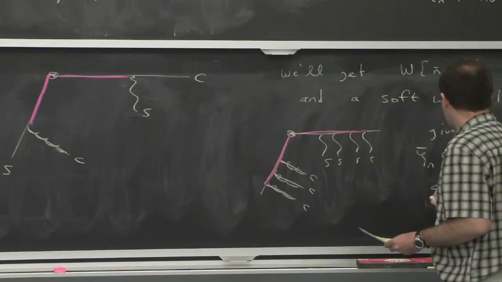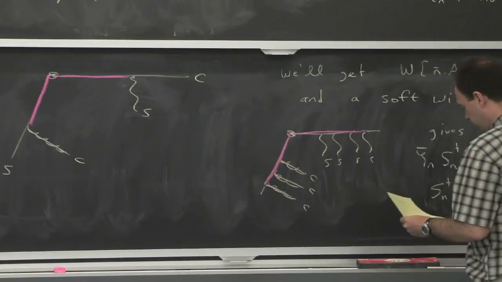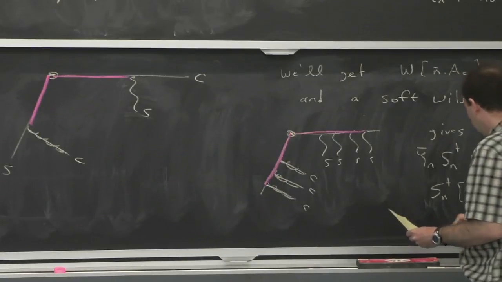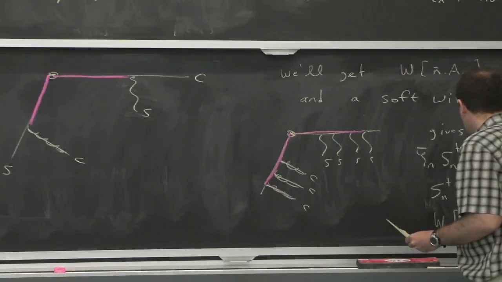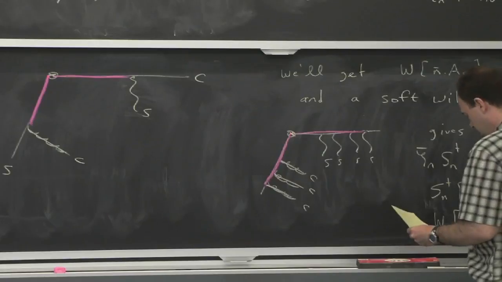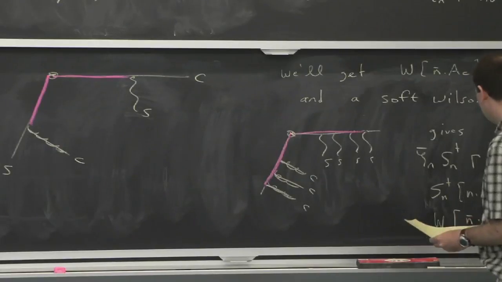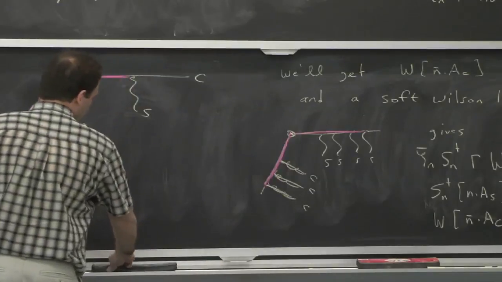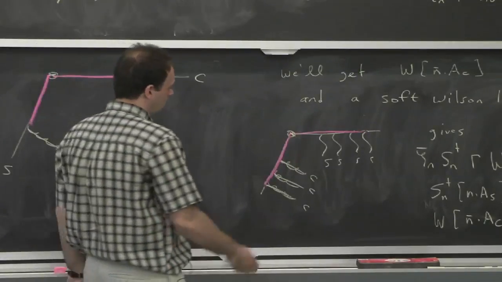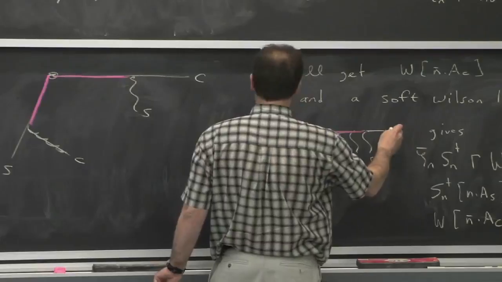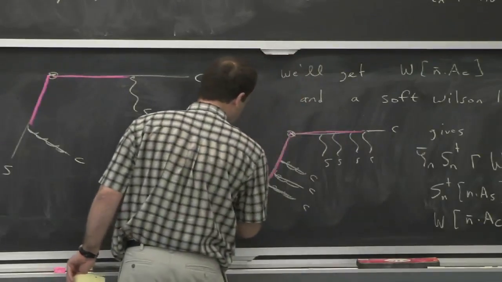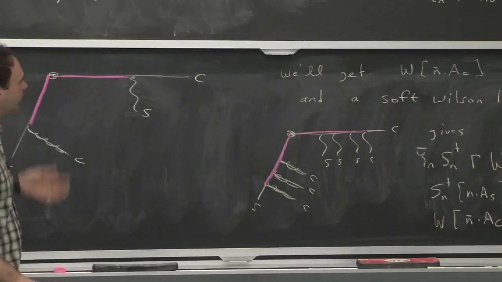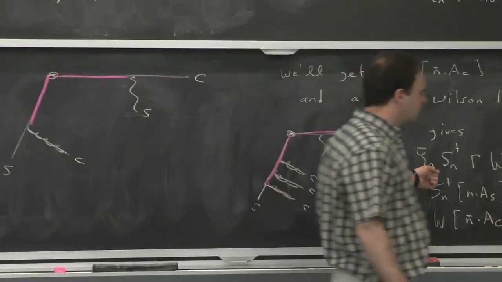Where Sn dagger is a function of the n.As component, and W is a function of, say, the n bar.Ac component. So they're Wilson lines along some direction, and it looks like this. This is C, this is S. Now, there's something wrong with this. It's not quite the right answer.